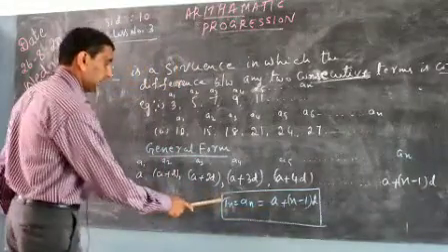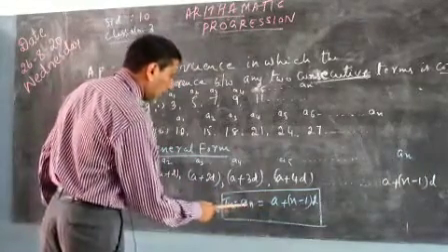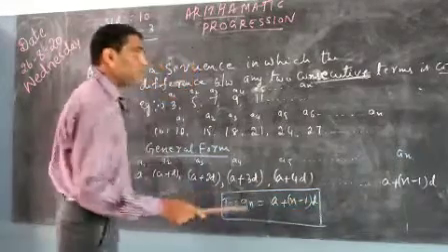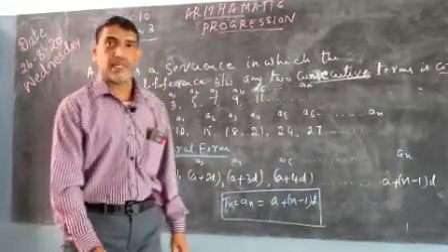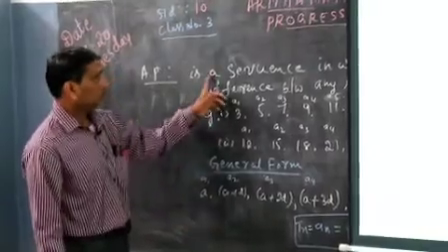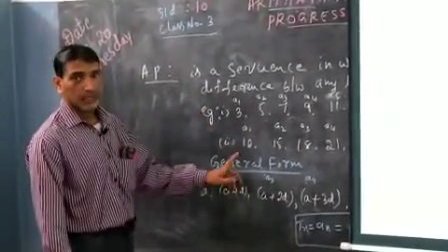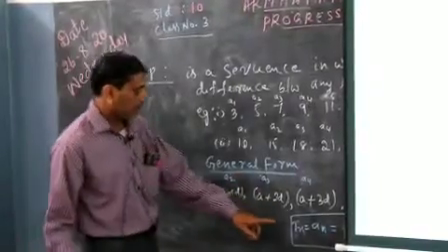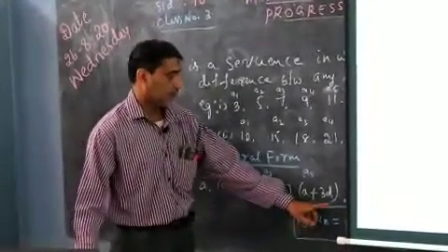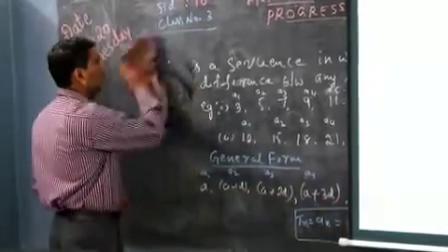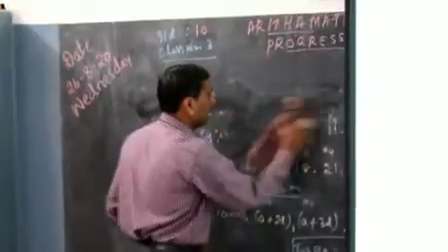Here Tn, or An, both are same, is equal to A plus (n minus 1) into D. Now let us see some examples in our daily life. Children, you must write this definition, examples and general form of AP in your classwork. Write neatly and write this formula also: Tn is equal to A plus (n minus 1) into D. After this, I will go to some general examples in our daily life.